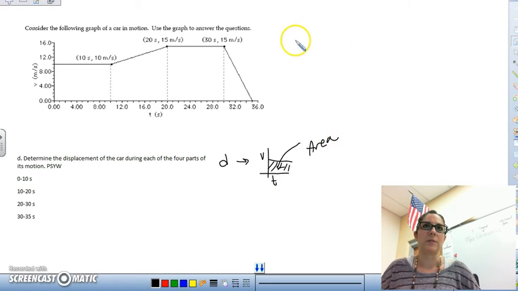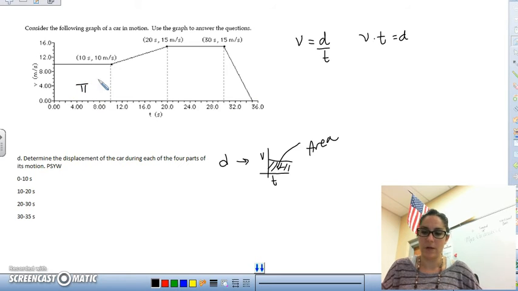Because basically, just a quick reminder, velocity is distance over time. But if I rearrange this equation to solve for distance, velocity times time gives me a displacement. So for each of these, I'm basically finding the area, but I'm going to break it down into shapes. So notice that these are not nice shapes.